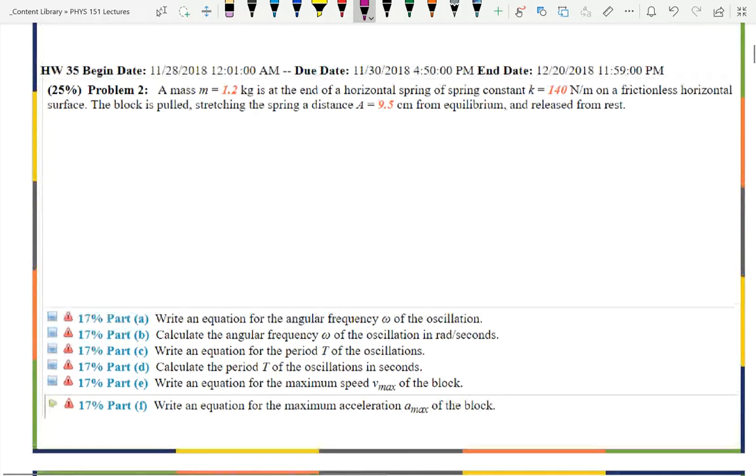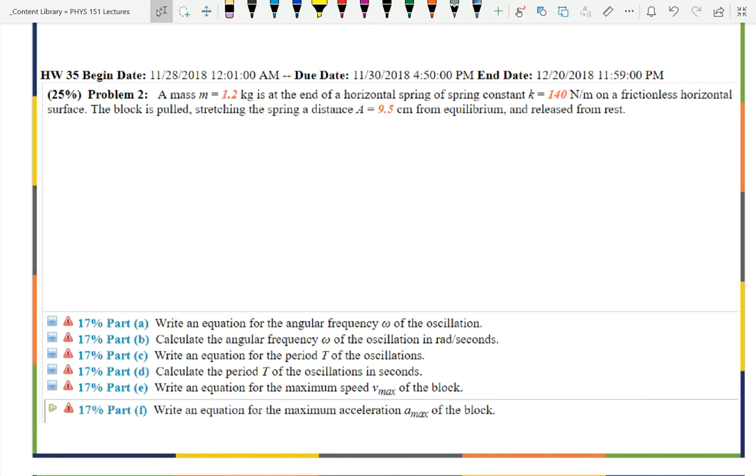Moving into the lecture, I wanted to start with a couple of problems. A mass of 1.2 kilograms at the end of a horizontal spring of spring constant 140 newtons per meter on a frictionless horizontal surface. Notice this is horizontal.